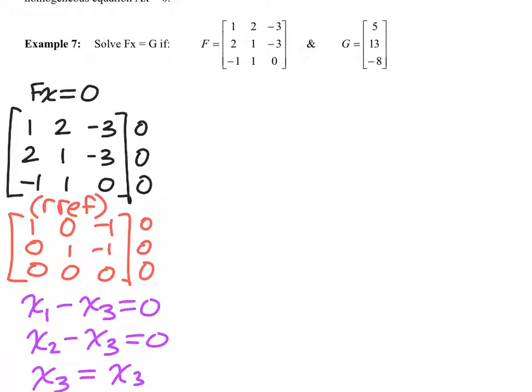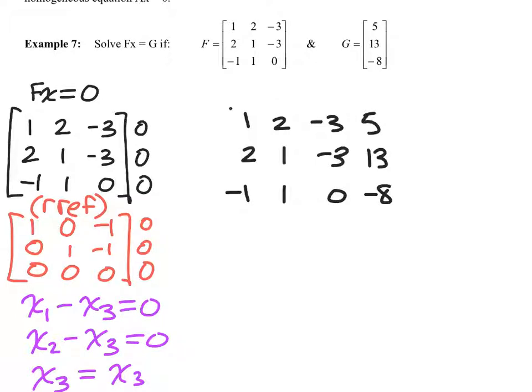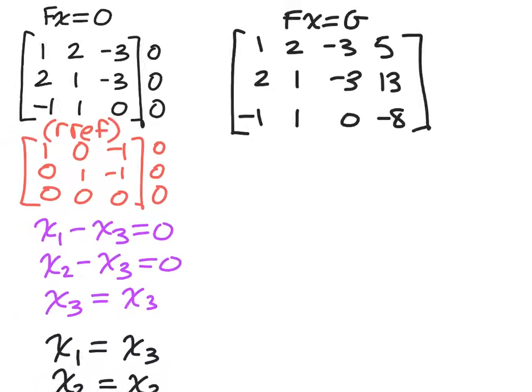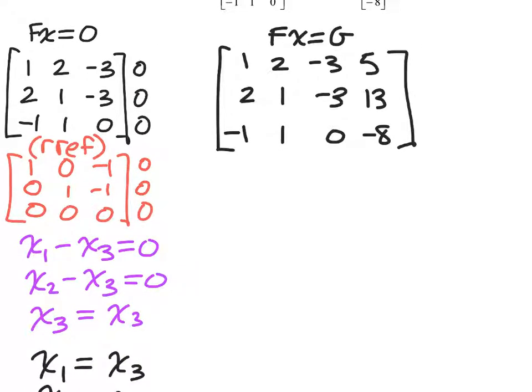So that's going to be the matrix in the form of 1, 2, -3, 5. So this is not homogeneous. 2, 1, -3, 13. And then -1, 1, 0, -8. So this one is fx equals g. What we're going to do is go back to our calculator and ref this bad boy.